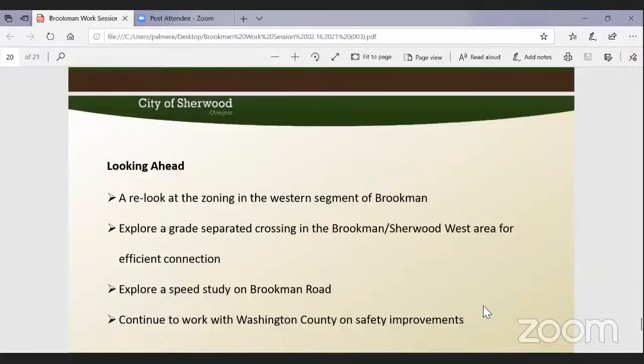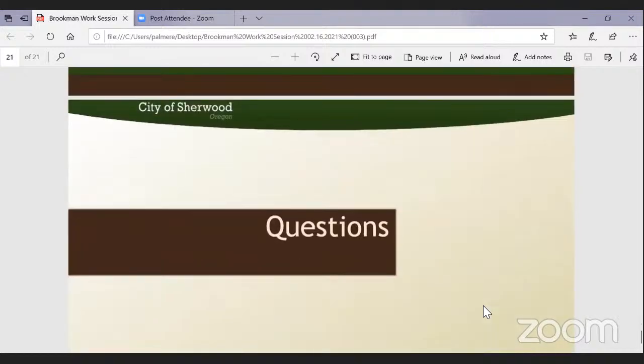So looking ahead, we can definitely relook at the zoning in the western segment of Brookman through the post-comprehensive plan process in conjunction with the zoning that's going to occur in Sherwood West as well. We can definitely explore a grade separated crossing in this area. We can definitely explore a speed study on Brookman that could reduce the speed on Brookman Road. And then we'll continue to work with Washington County on various safety improvements as well. So with that, I'm happy to answer any questions.